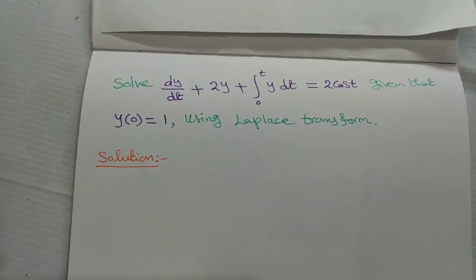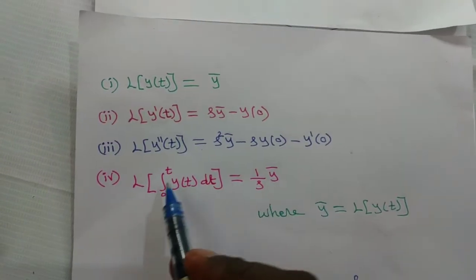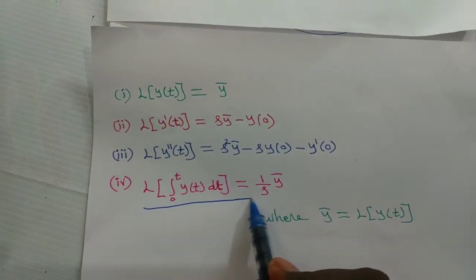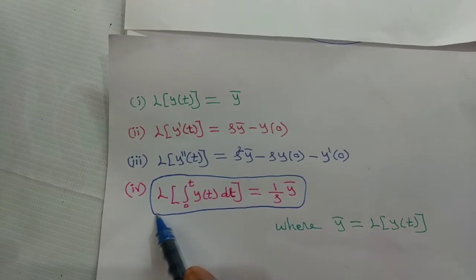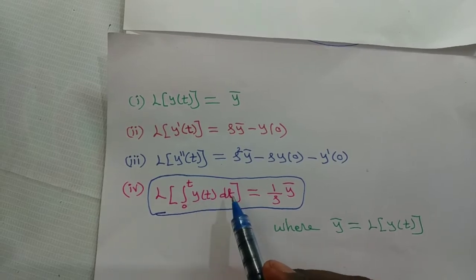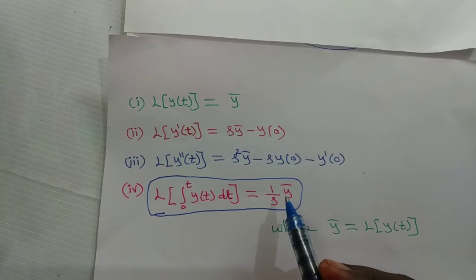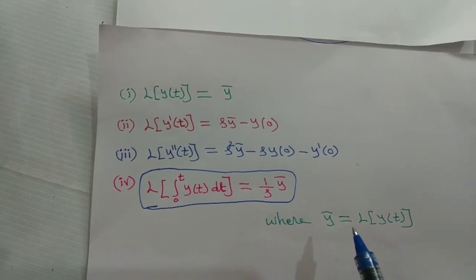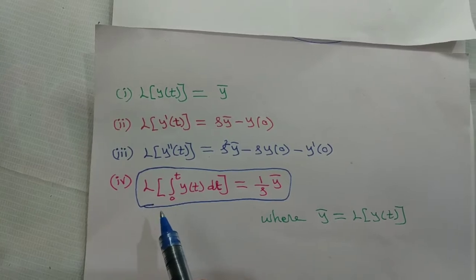For this we need a formula. This fourth formula we need to apply for this type of problem. You see, this is a very important formula: the Laplace transform of the integral of y(t) dt is equal to 1/s times y bar, where y bar is equal to L of y(t). So this is a very important formula for this problem.